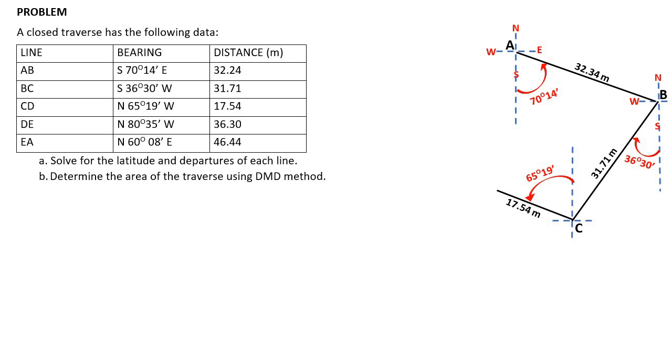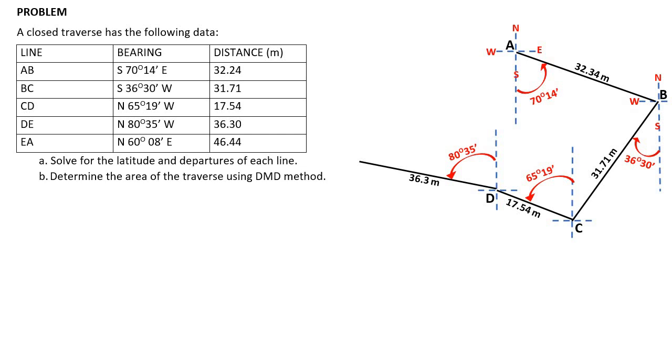Okay, so next naman, position na natin yung line DE. So the next point here is point D. So next line natin is line DE. It has a bearing of north 80 degrees 35 minutes west and a distance of 36.3 meters. So again, the reference is north going to west, and it's beyond 45 and beyond 60. Okay, so next let us put the values. For the angle, it's 80 degrees 35 minutes, and the length is 36.3.